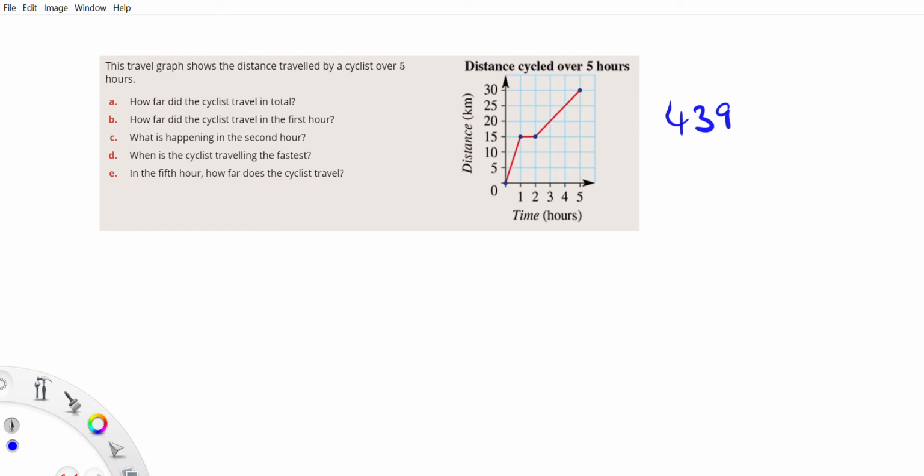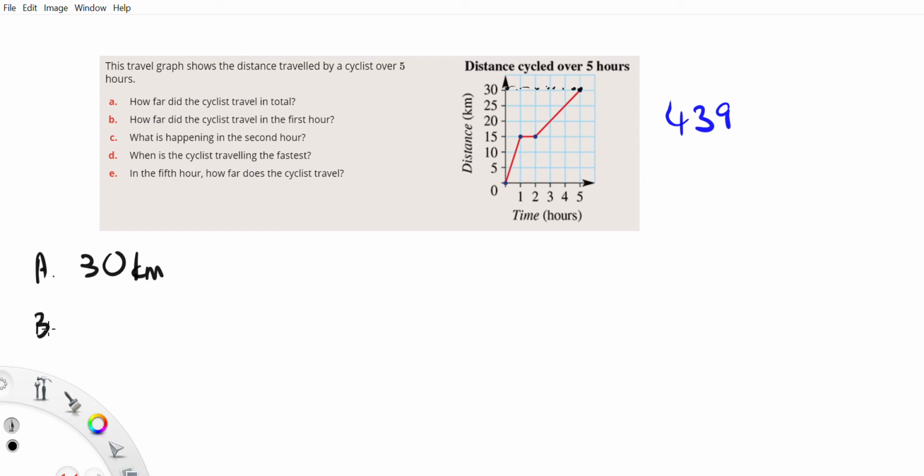The first question, question A, says, how far did the cyclist travel in total? Along the bottom we've got the number of hours, and up the side it's got the distance. At the end here, if we go across, it tells us that the total distance they traveled is 30 kilometers. So over the 5 hours, they traveled 30 kilometers.